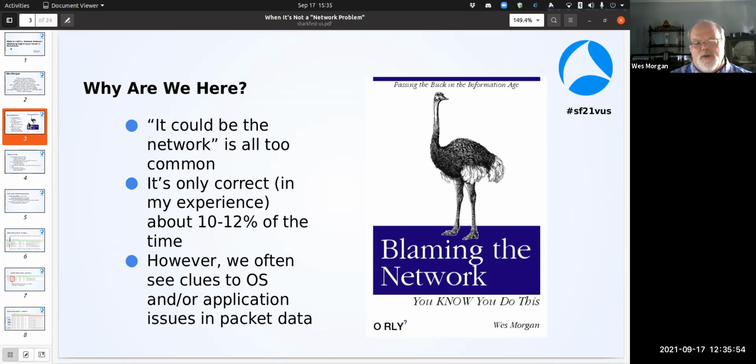When you go to someone and say, there's no evidence of a network layer problem, but we've got some indicators you do have a problem up at the operating system layer or the application layer, quite often you get pushback. So you really need to have your understanding complete and ready to explain when you present this information.